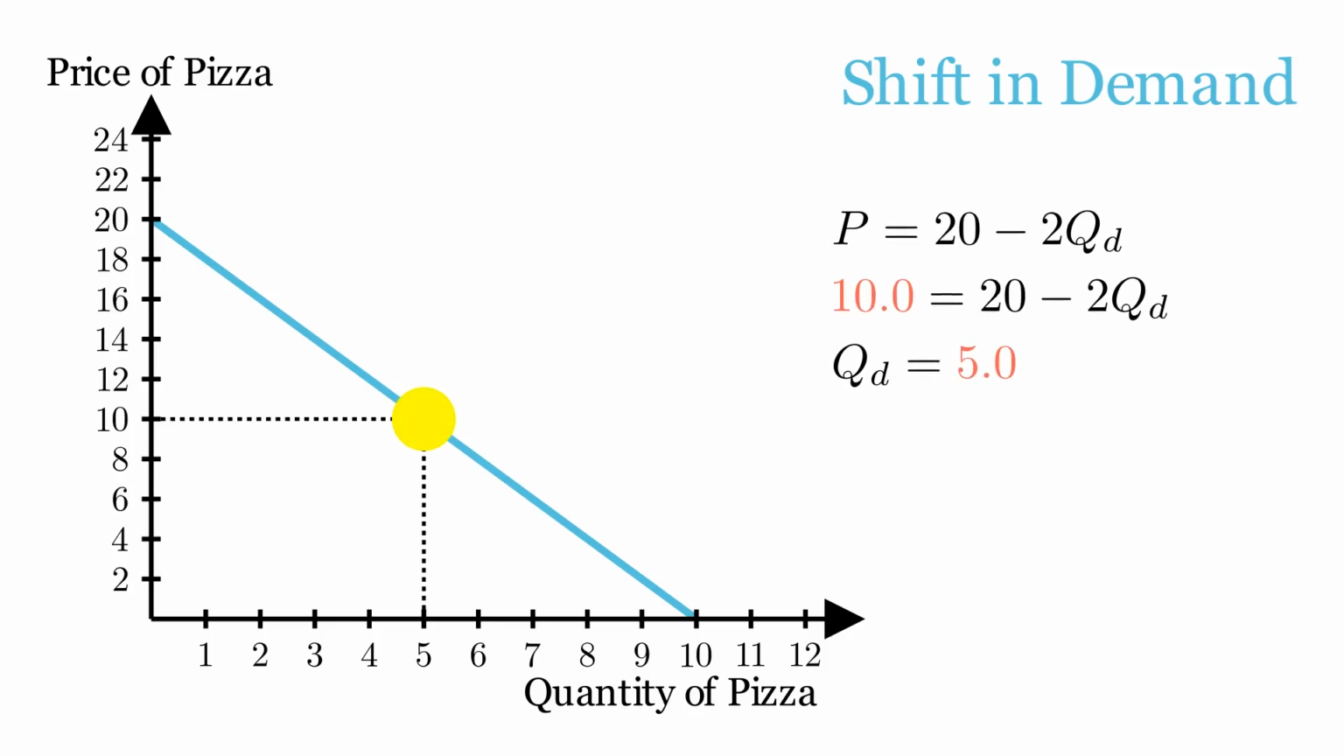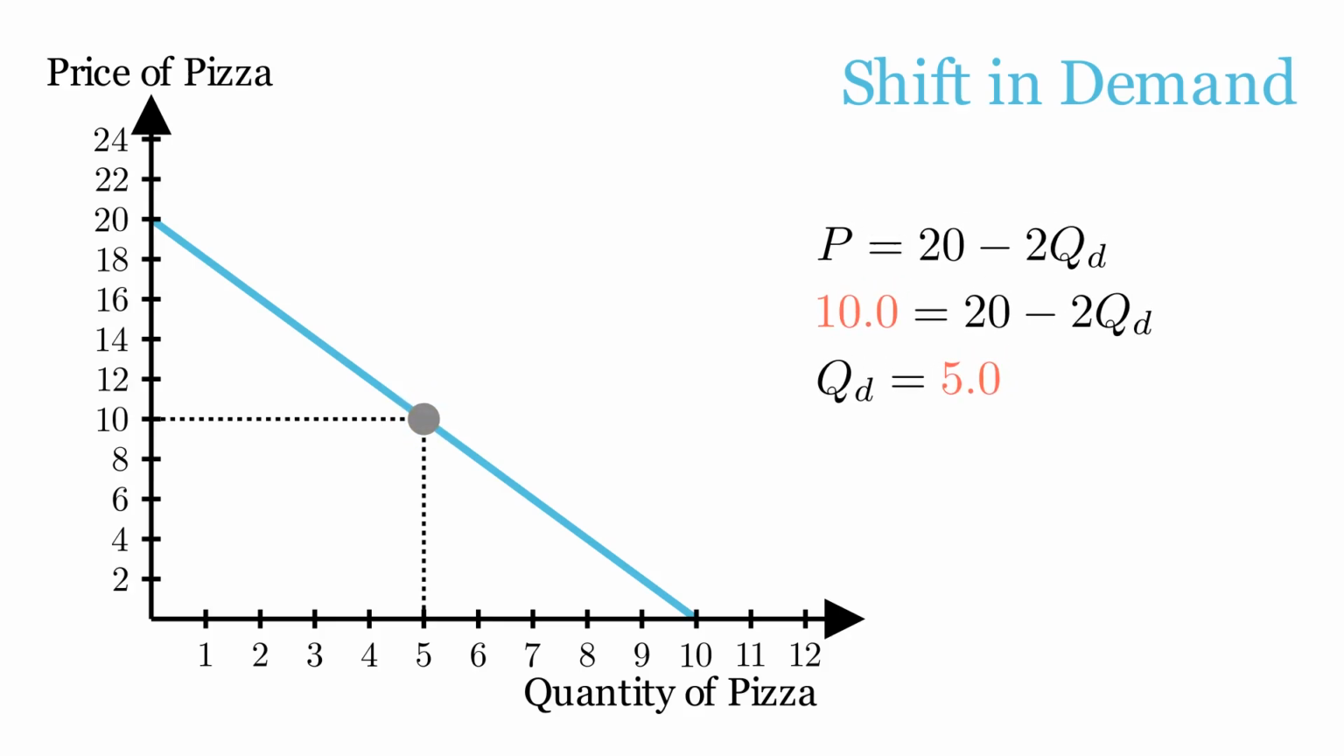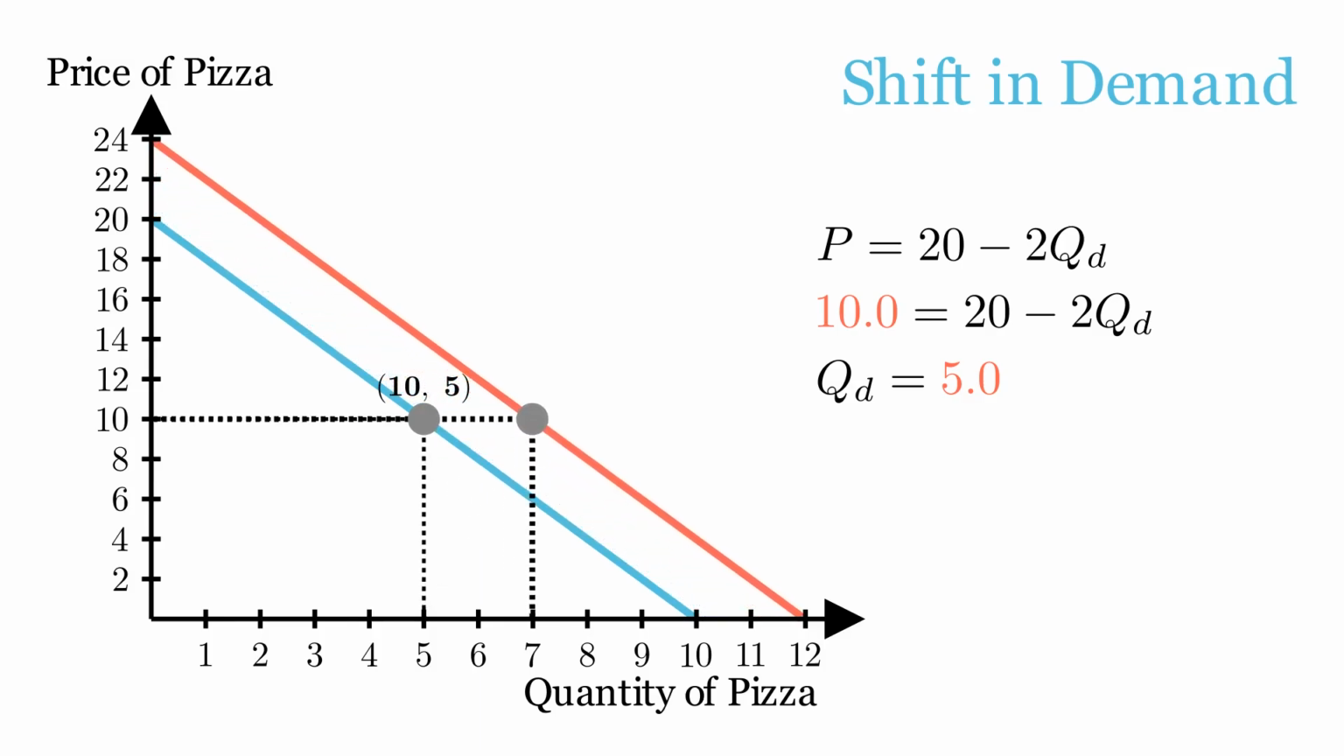Suppose a point on the initial demand curve shows that at a price of 10, the quantity demanded is 5 units. If consumers' income increases, they begin purchasing more pizza, causing the entire demand curve to shift to the right. At the same price of 10, the quantity demanded increases from 5 units to 7 units. Notice that the price remains unchanged at 10, but demand increases. This is called an increase in demand.